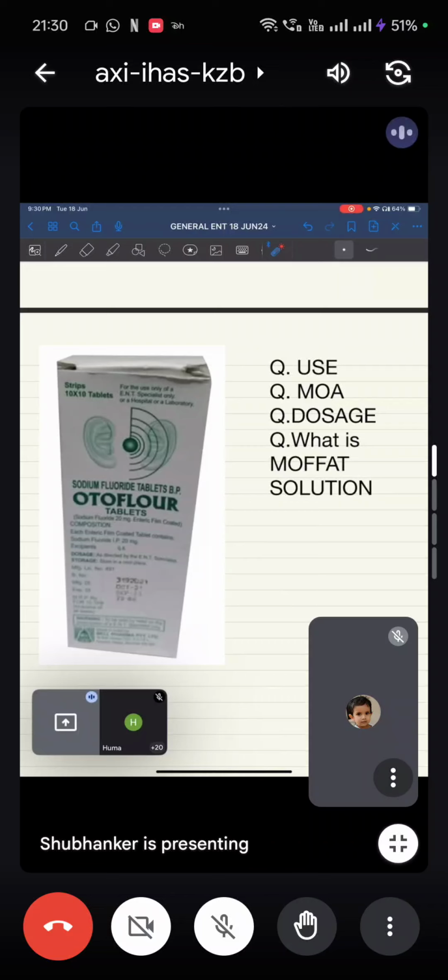Okay, so where is this used? Otosclerosis. ठीक है? Mechanism of action again remains the same, that it's an enzyme inhibitor, and this I'll write in the PDF and send. Okay, don't worry.